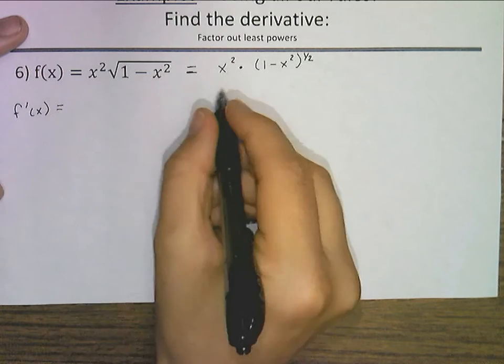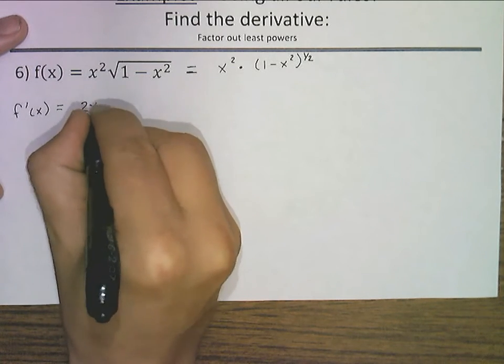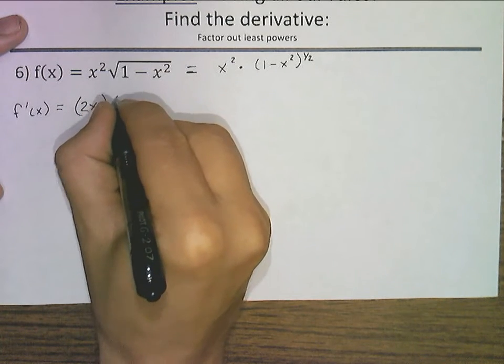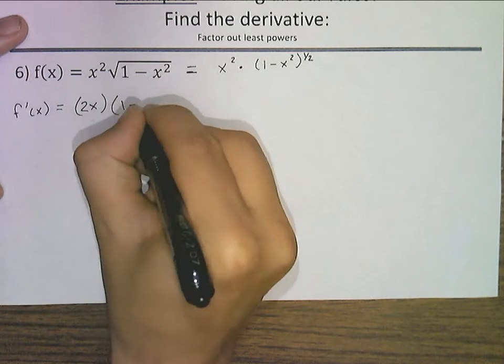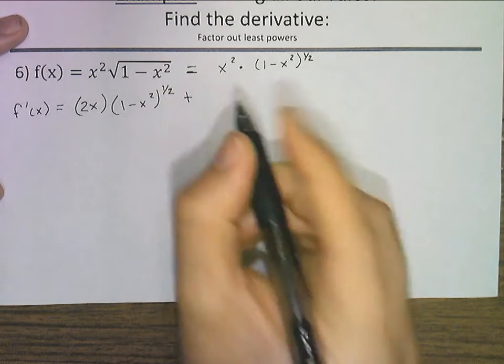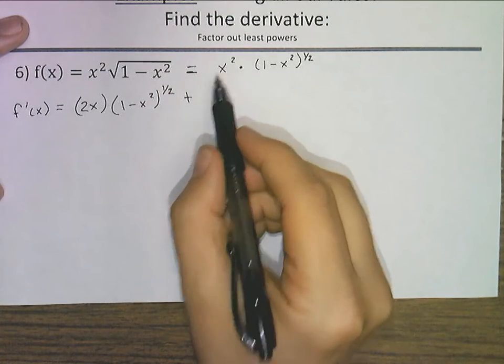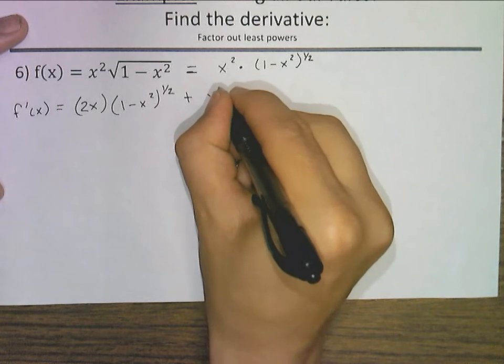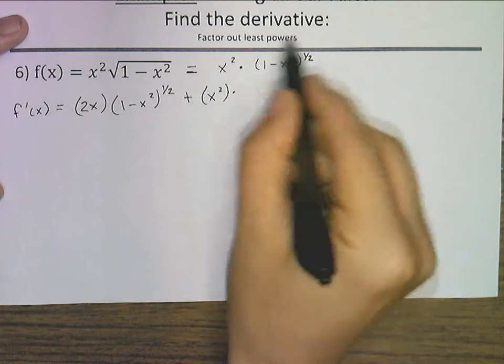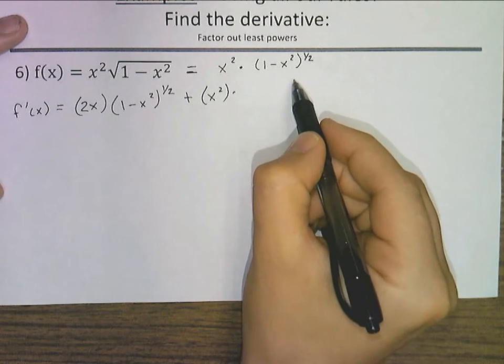Alright, so the derivative of the first is 2x. It's the derivative of this piece times the regular other piece, 1 minus x squared quantity to the 1/2, plus the regular first piece times the derivative of this chunk. Now this brings up the chain rule.